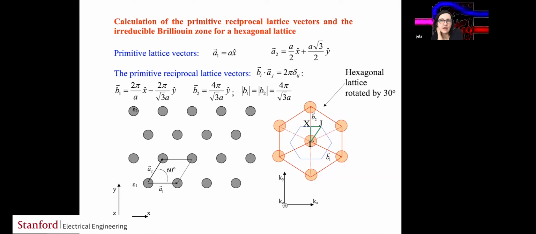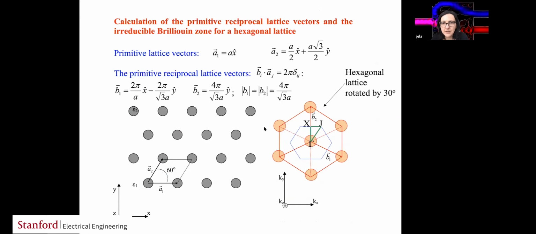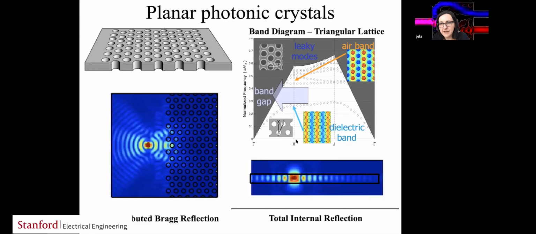And moreover, if I have Bloch states along the edges of this irreducible first Brillouin zone, I will have sufficient information to find the size of the band gap, right? Which is why when you look at the band diagram, we just plot it along the edges: gamma X, XJ, gamma J. I didn't plot it for all the points inside of the triangle, just the edges of the triangle. That's enough for the photonic band gap. So going back to the band diagram, that's gamma X, XJ, and gamma J.